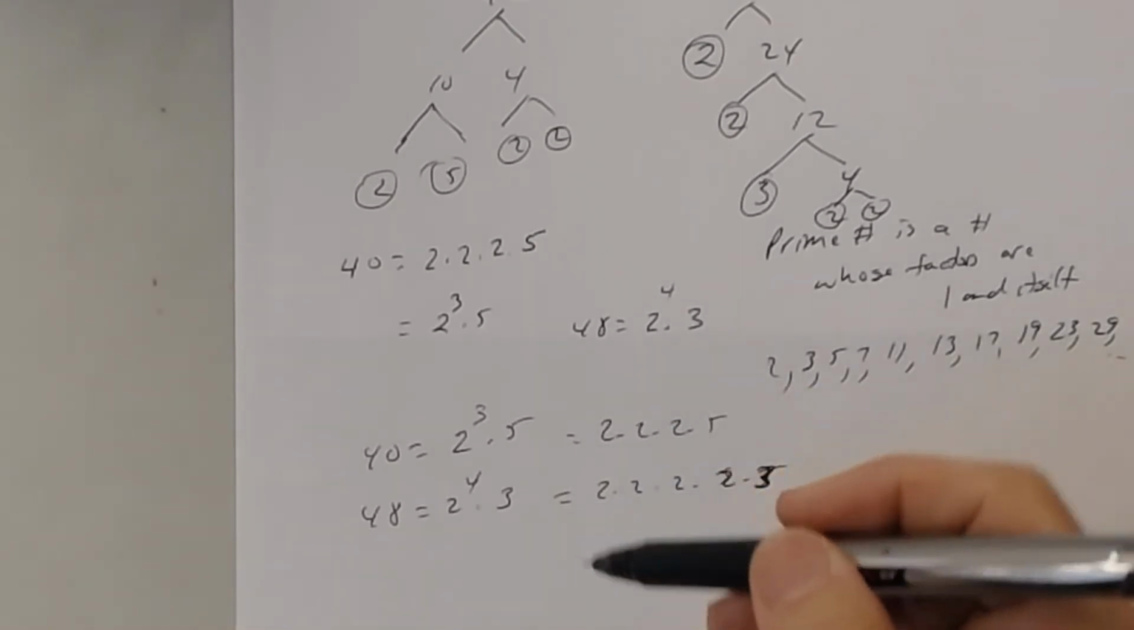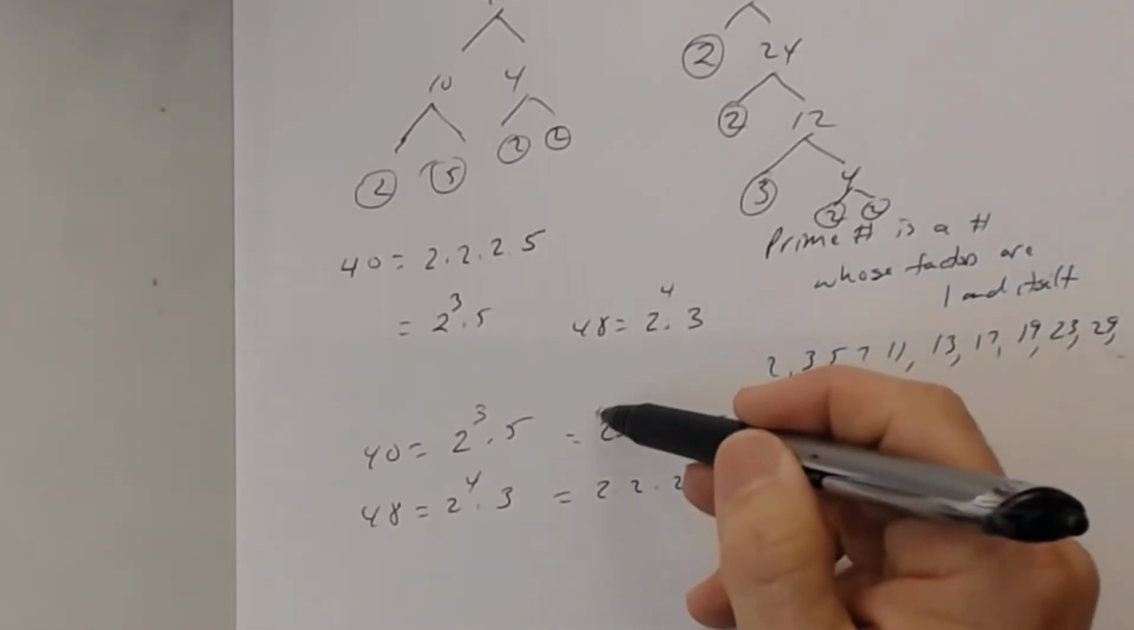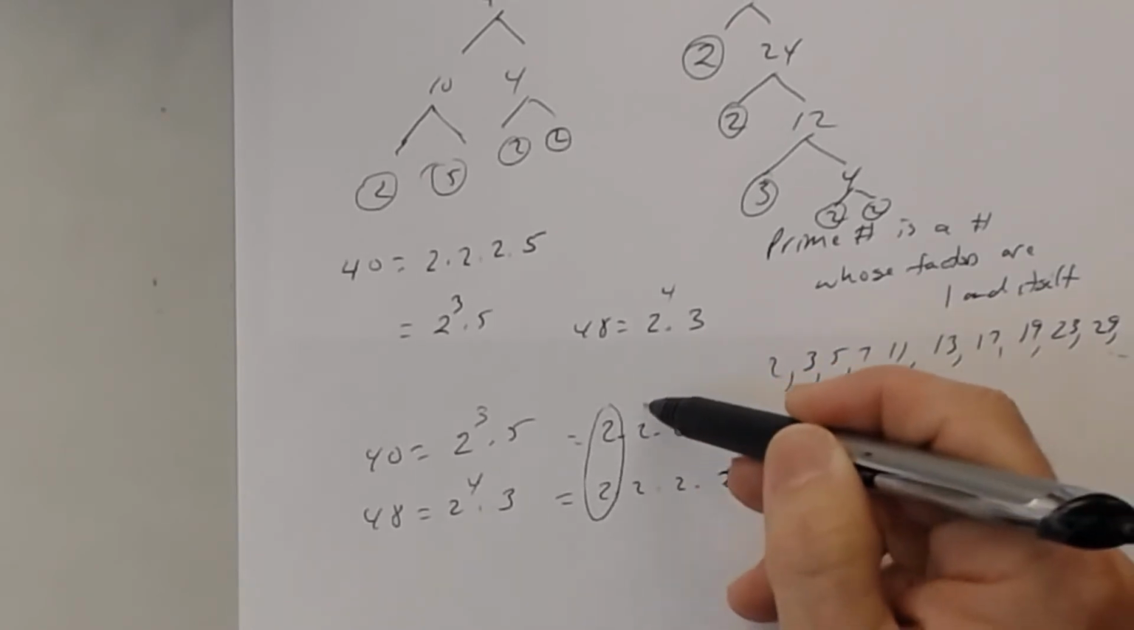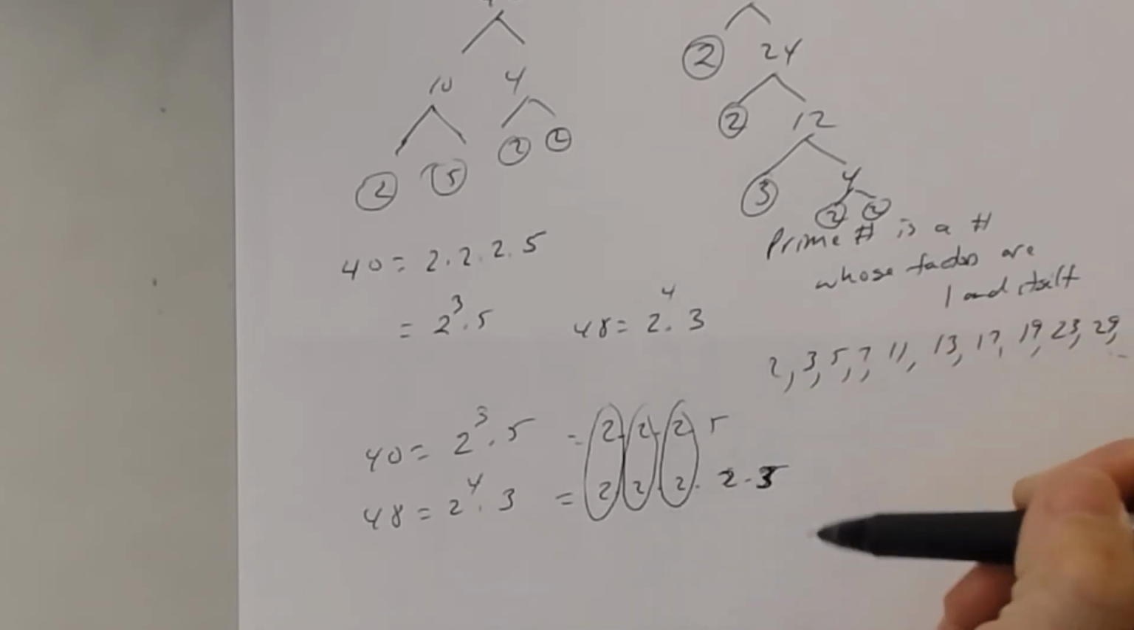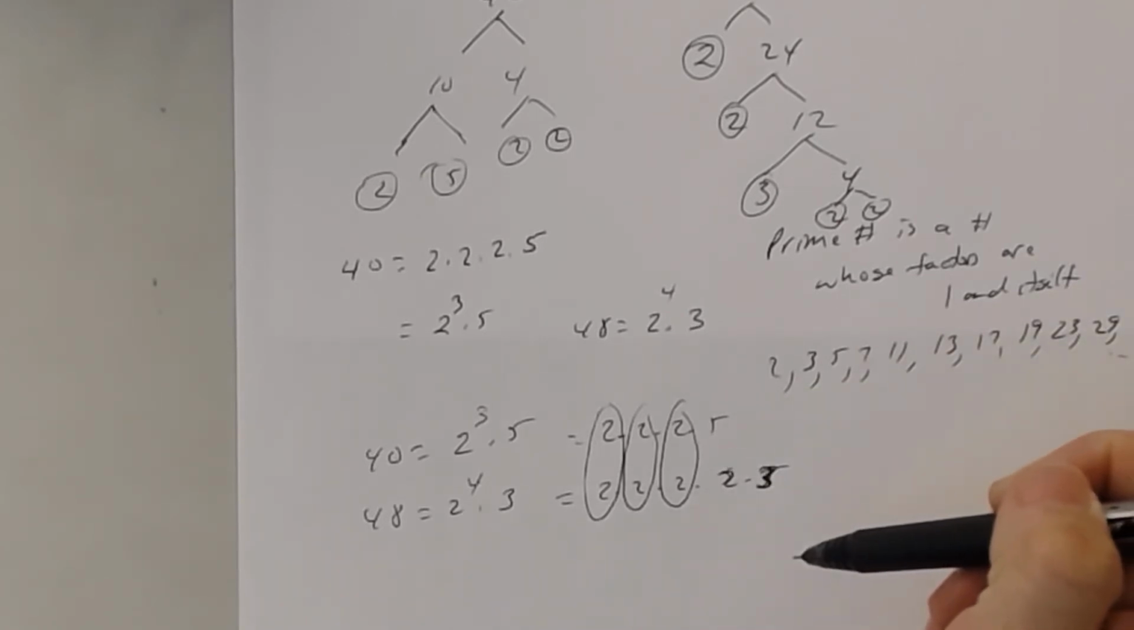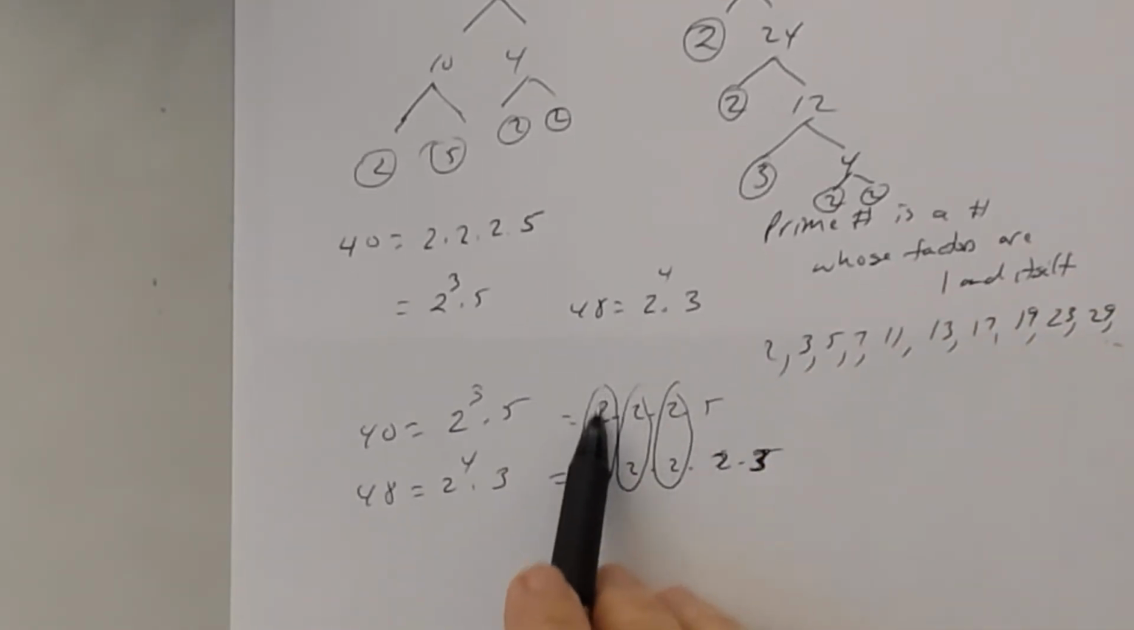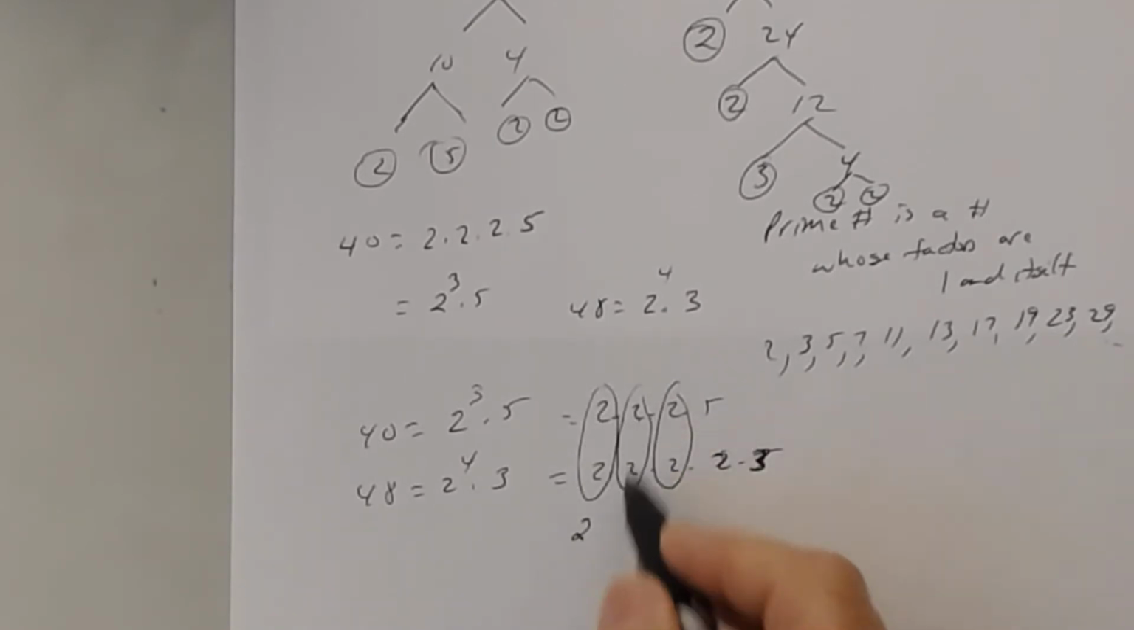I'm going to circle what they have in common. I can circle these. I'm going to circle these. Do you have anything else in common? No. What they have in common is 2. What they have in common here is what? 2. What they have in common here is what? Well, what's 2 times 2 times 2? And is that the GCF? That's the GCF.